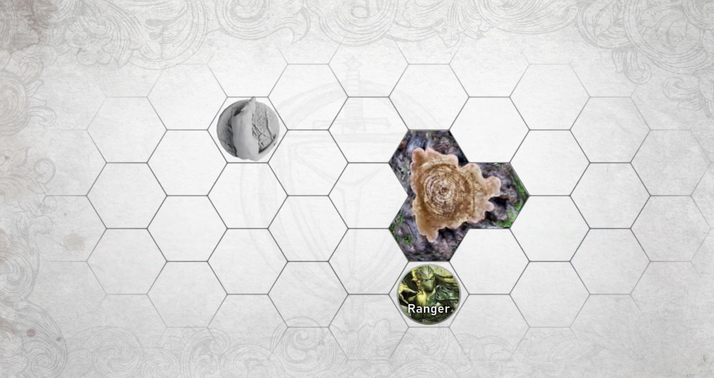Note that line of sight is blocked if it even touches a hex containing an obstacle. From this position, the ranger cannot attack the enemy with her bow, because line of sight is blocked by the tree. With practice, you may start to recognize patterns emerging from the line of sight rules.